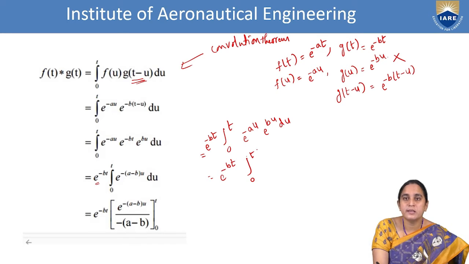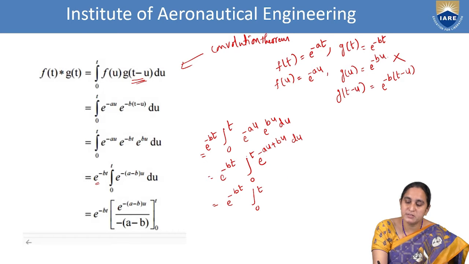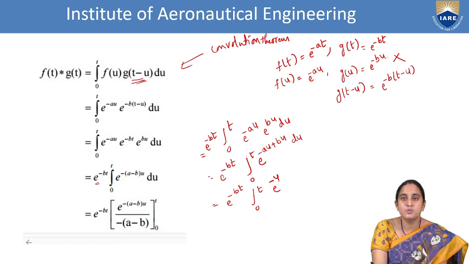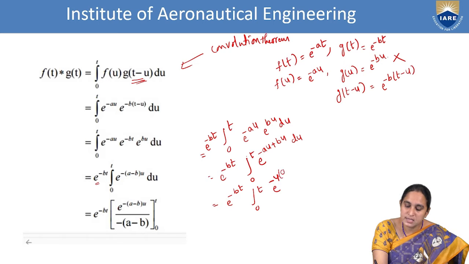Bases are equal, then we should add powers. That means e power of minus au plus bu du. That is equal to e power minus bt into integral 0 to t. Here in the powers, which term is common? u is common. Then I'll take that as common. I'll take minus u outside, and the remaining part as a minus b into du.